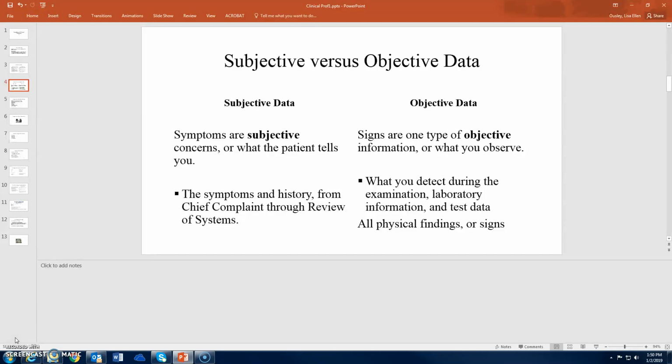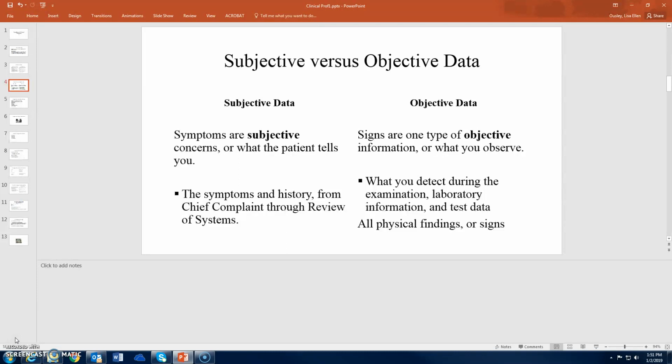And the example they give is Mrs. G, a 54-year-old hairdresser who reports pressure over her left chest like an elephant sitting there, quote unquote, which goes into her left neck and arm. That is definitely what that patient is reporting. That's her concern. In contrast to the objective data is what you detect during the exam, the laboratory information and the test data, all the physical findings or signs.